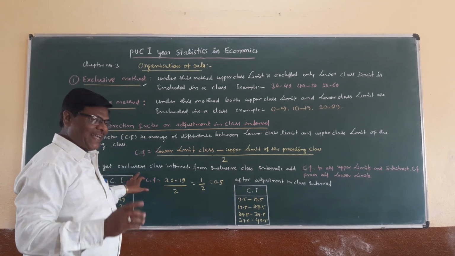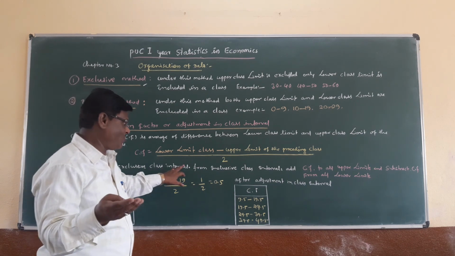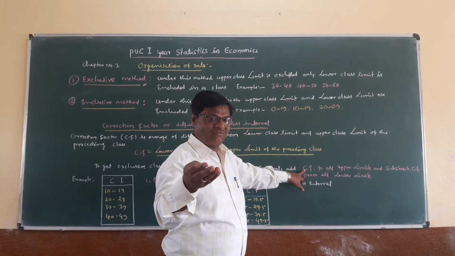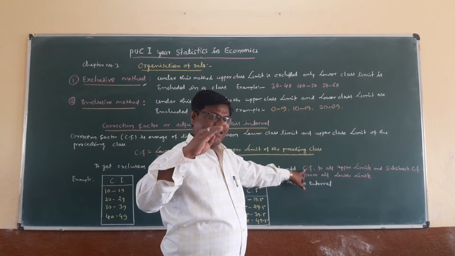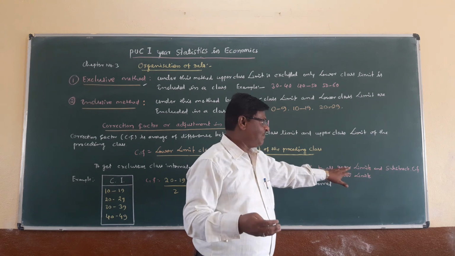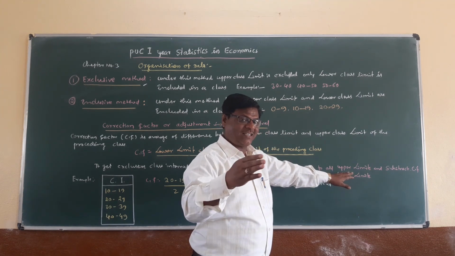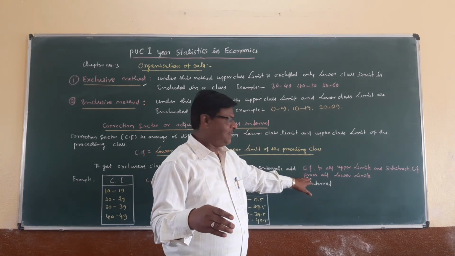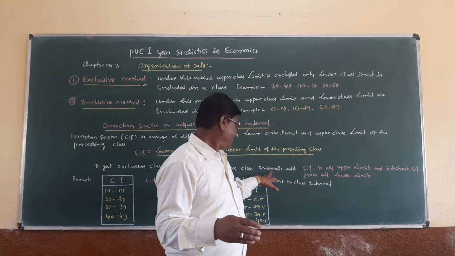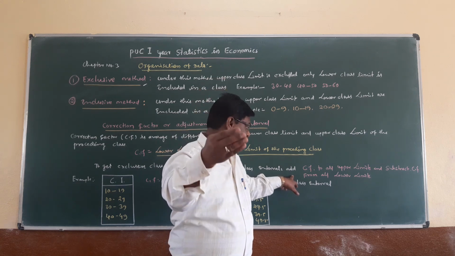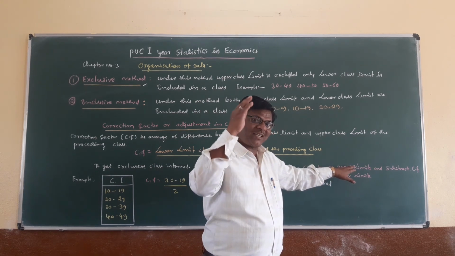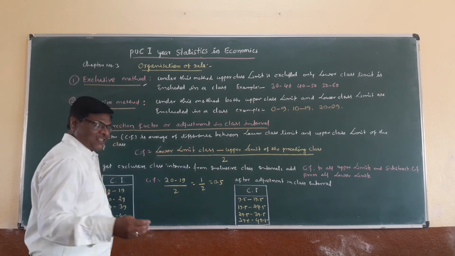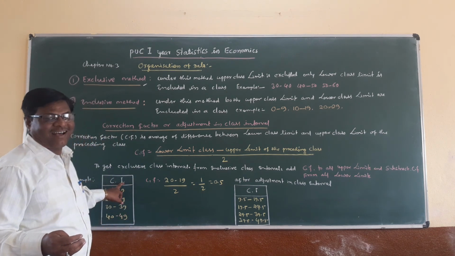To get exclusive class intervals from inclusive class intervals, add the CF to all the upper limits and subtract the CF from all the lower limits. So, for example, take class intervals.